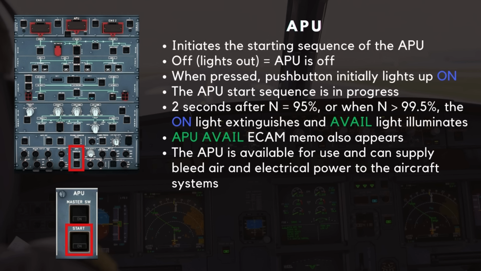2 seconds after the N% reaches 95%, or when the N% is above 99.5%, the on light extinguishes and the green available light illuminates. The APU available ECAM memo also appears in this case to signify that the APU is available for use and can supply bleed air and electrical power to the aircraft systems.